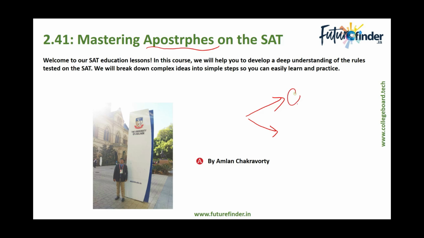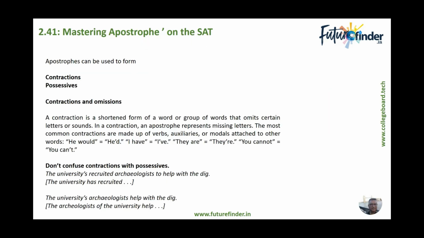One is the contraction and two is the possession. So let's look into how these two functions of the apostrophe work. Contractions and omissions are the first portion that we are going to take up.